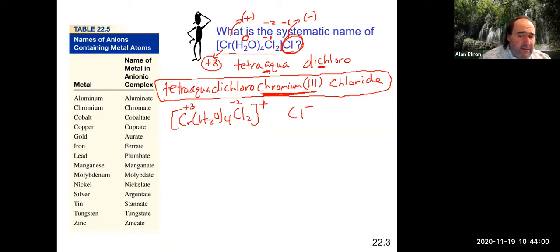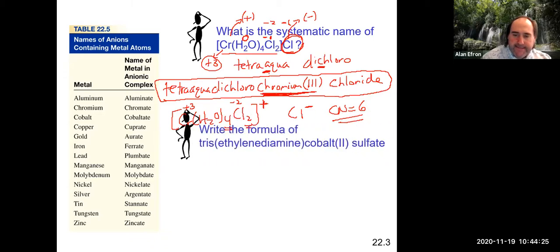Coordination number of this guy would be 6 in this case. We have 4 waters, which are each monodentate, so that gives us 4. We have 2 Cls, each are also monodentate, gives us 2 more. Gives us basically 6 total going on in this case. Any questions on that there?